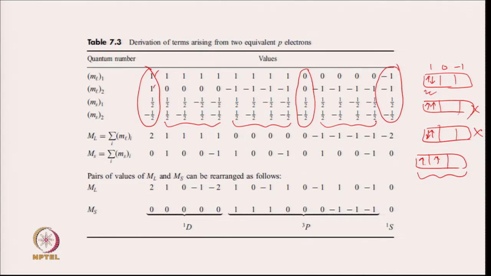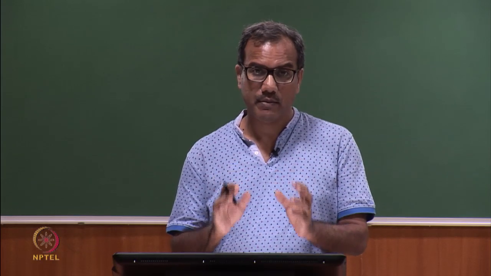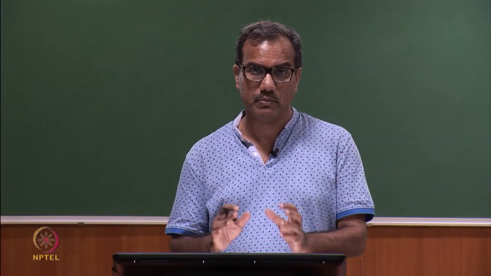So, we do not need 0 1, and similarly 0 minus 1 we do not need, because those two are similar. So, you have this combination of terms. Now, this is the different combination of ml and ms values possible for 2 electrons.